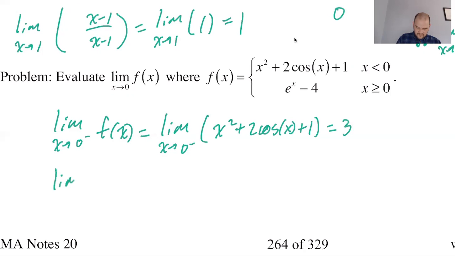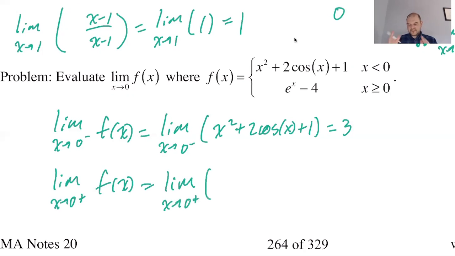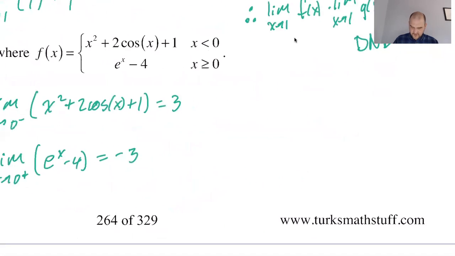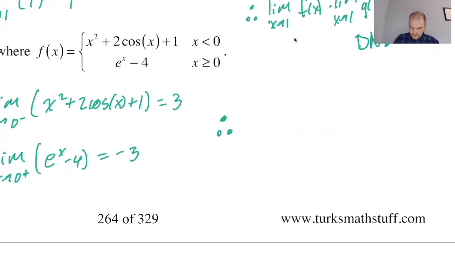All right, limit as x approaches 0 from the right of f of x. So we always start out with the notation, then we switch to the function definition. If x is greater than 0, then I'm always going to use e to the x minus 4. And e to the x minus 4 is continuous, so the limit is the value of the function. e to the 0 is 1, 1 minus 4 is -3. So we can say, therefore, the limit as x approaches 0 of f of x.